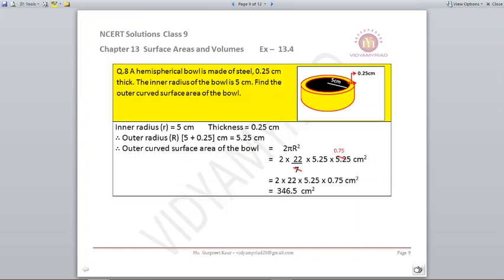Question number 8. A hemispherical bowl is made of steel 0.25 centimeters thick. The inner radius of the bowl is 5 centimeters. Find the outer curved surface area. You are given the inner radius 5. You are given the thickness 0.25. So what will be the radius for the outer area? That will be 5.25 centimeters. We need to find out the outer curved surface area of the bowl. It is the hemispherical bowl, so we will write it as 2 pi r square. So 2 into 22 by 7 into 5.25 into 5.25, this results into 346.5 centimeters square.